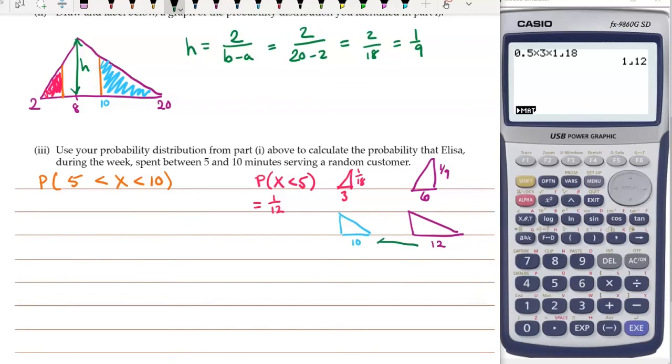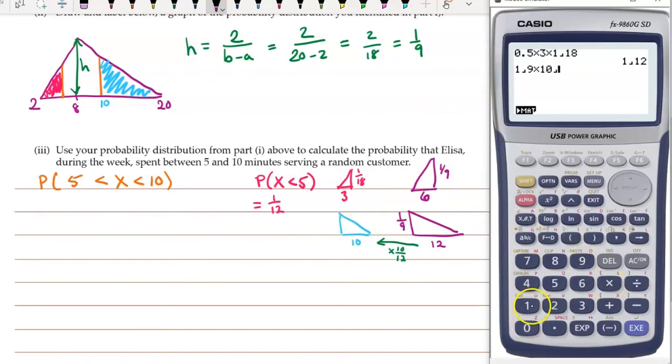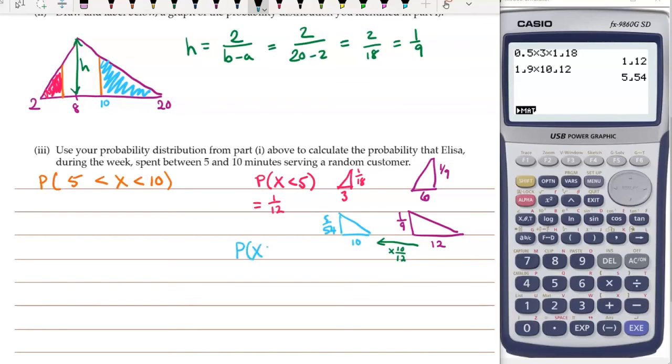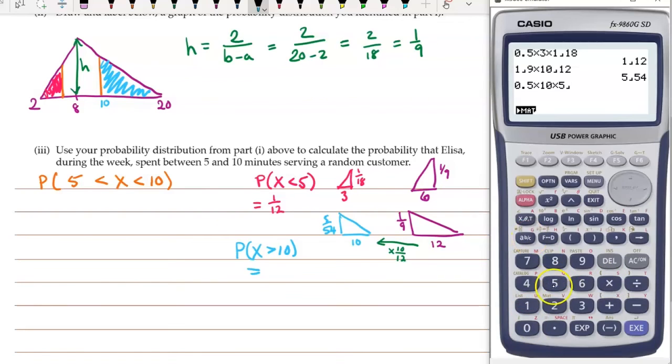So the scale factor between them is to times it by 10/12. So if we do that with the height on the mode, which is 1/9, then 1/9 times 10 over 12 gives the blue height as 5 over 54. So now the probability that x is more than 10 will be half times the base, which is 10, times 5 over 54, which comes to 25 over 54.